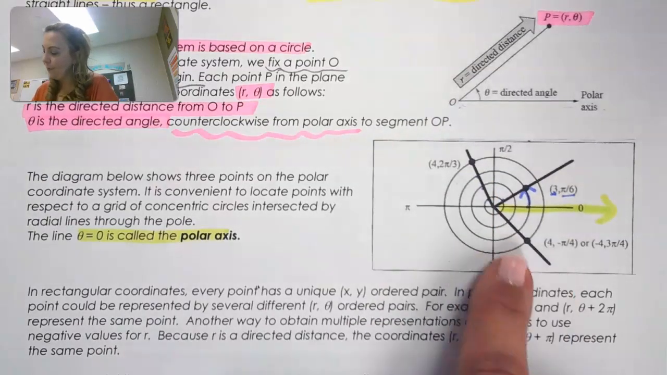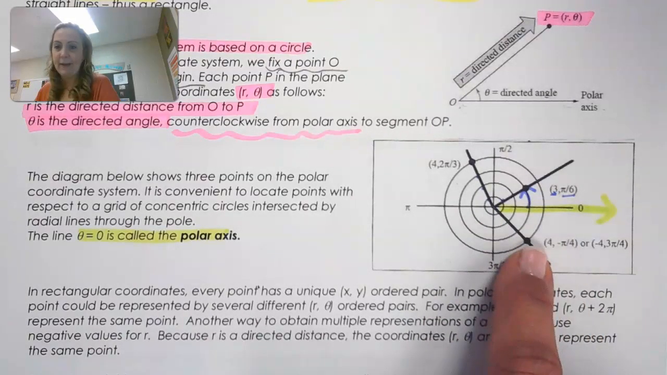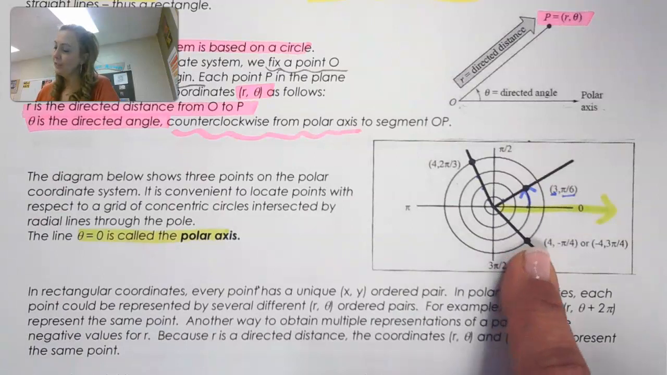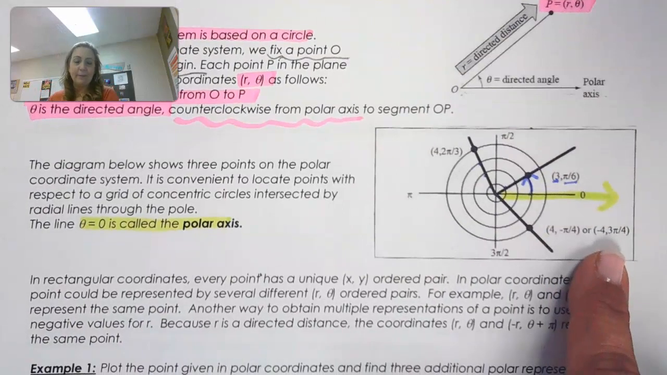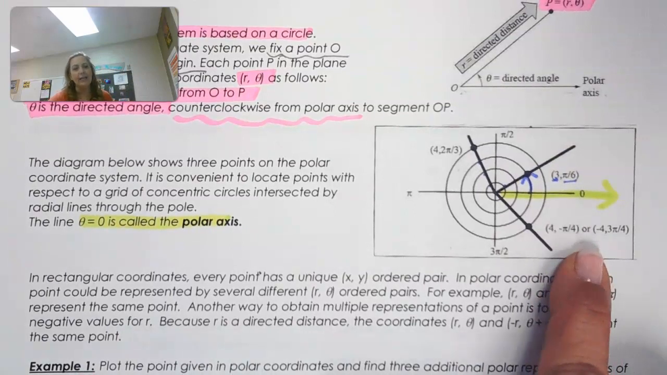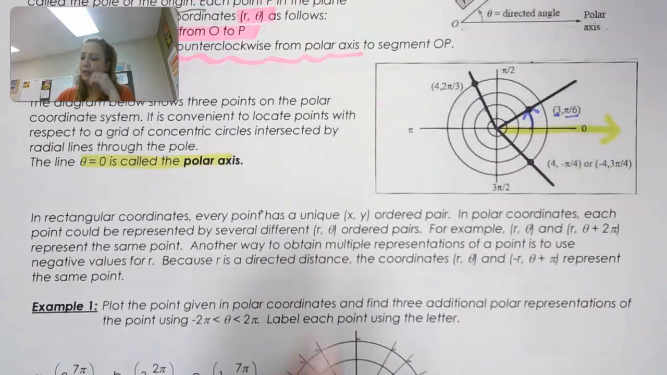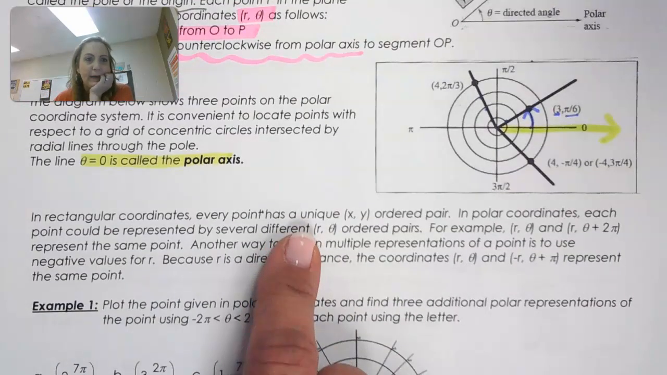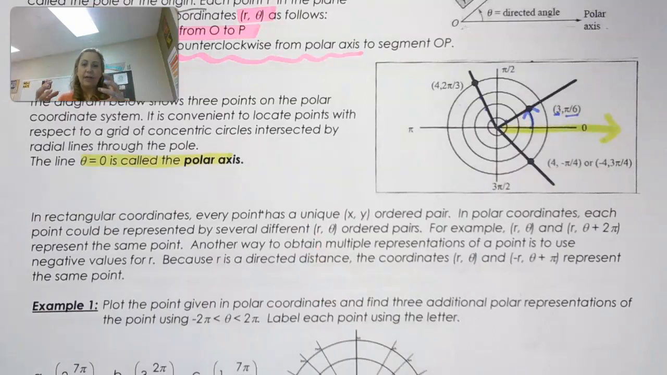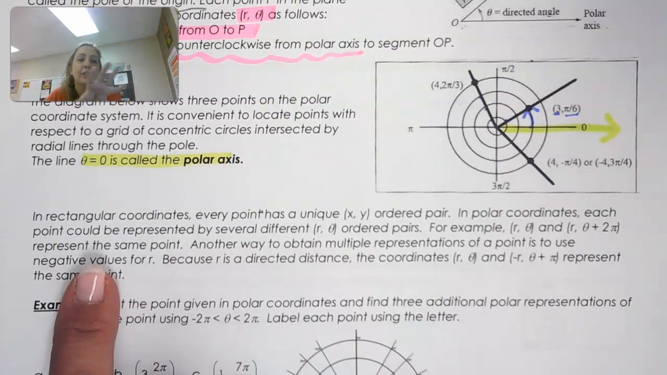Here, we have 4 away, and we can see this is about negative pi over 4. Well, notice that there's another way for us to name that point. There are lots of ways for us to name that. But how would we end up with negative, all right? Now, the thing is that in rectangular coordinates, every point has a unique xy ordered pair. Like 2, 3 is 2, 3, and that's all it is, right? But in polar coordinates, each point can be represented by several different r, theta ordered pairs, okay?